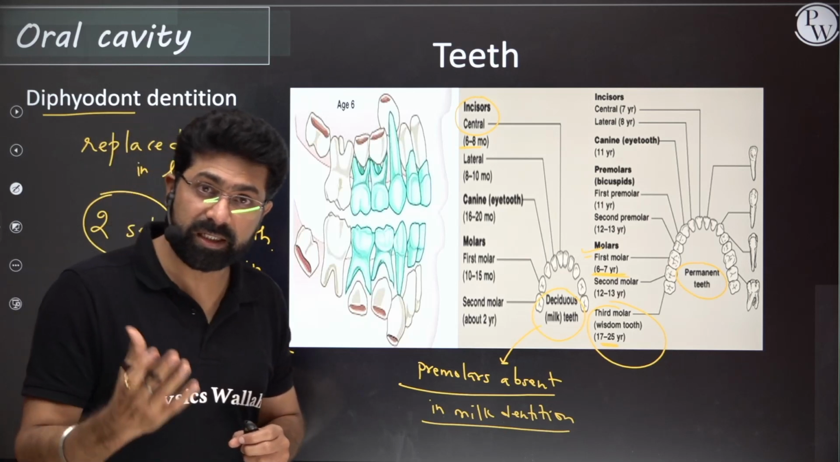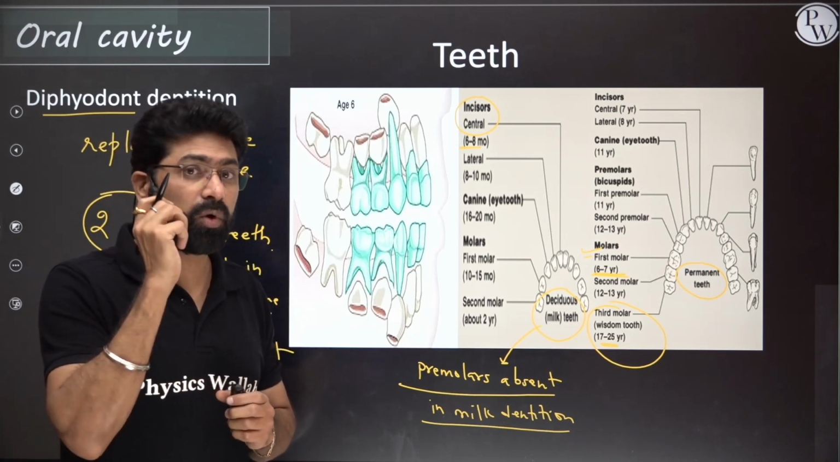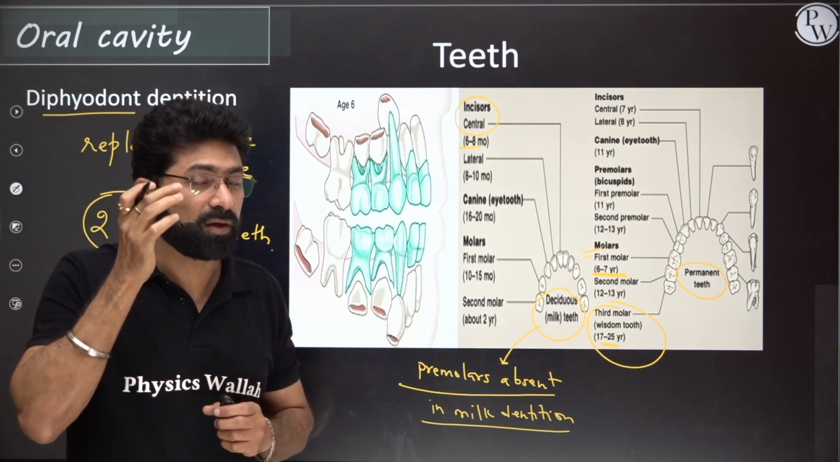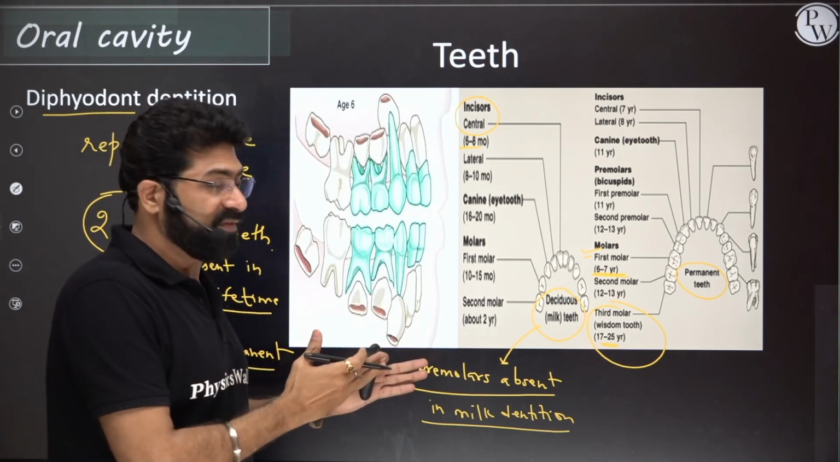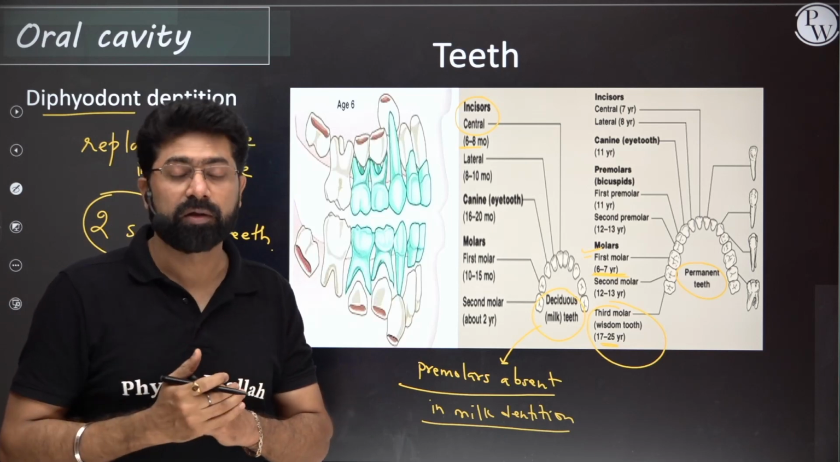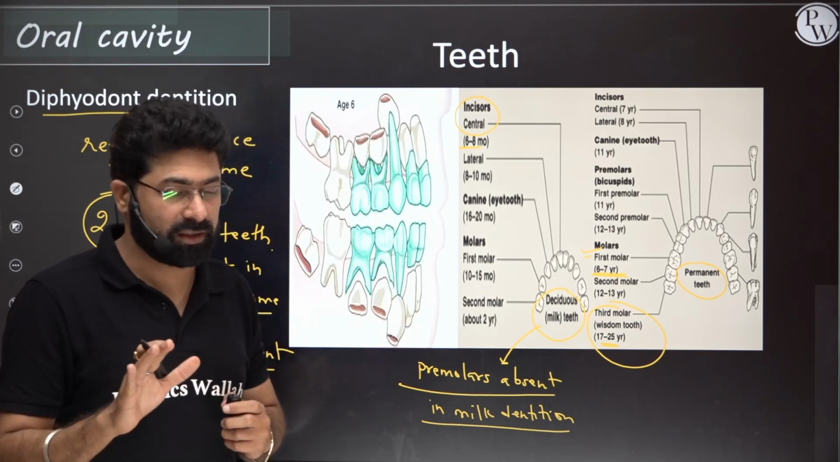And sometimes it doesn't come also, because the jawbone of humans is receding inside. So maybe it may not erupt. So don't think that someone who doesn't have the wisdom tooth is not having wisdom also. It is not such. Okay.